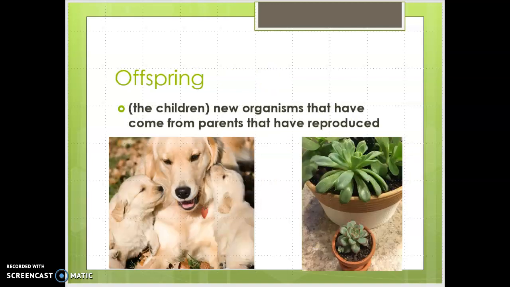Our next word is offspring. We've talked about this word before as well, but that's the children or the new organisms that have come from parents that have reproduced. So the example they have here is that those puppies came from that dog. Okay, that is the offspring of the dog. You are your parents' offspring.